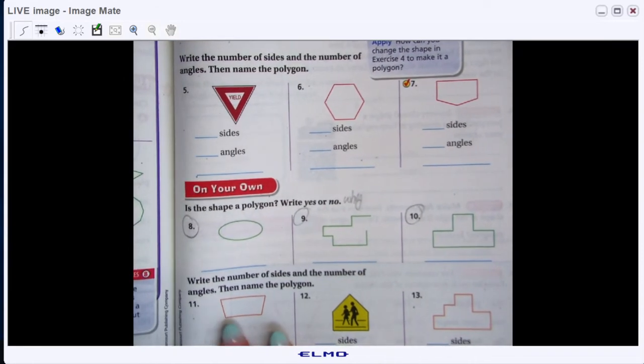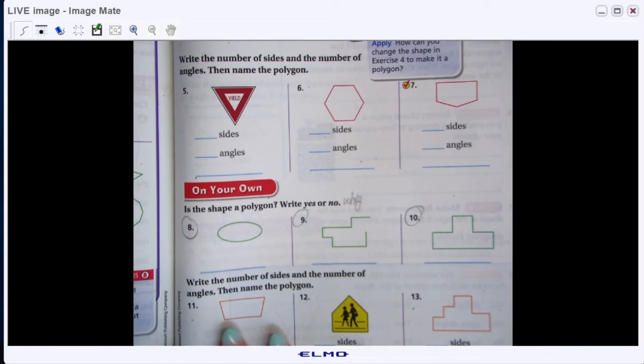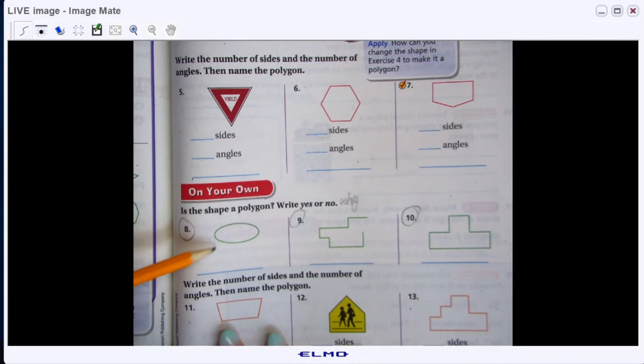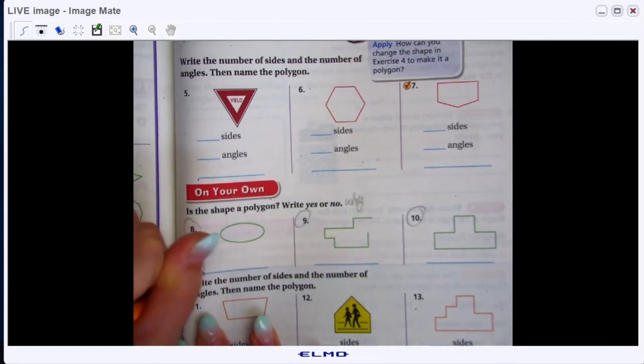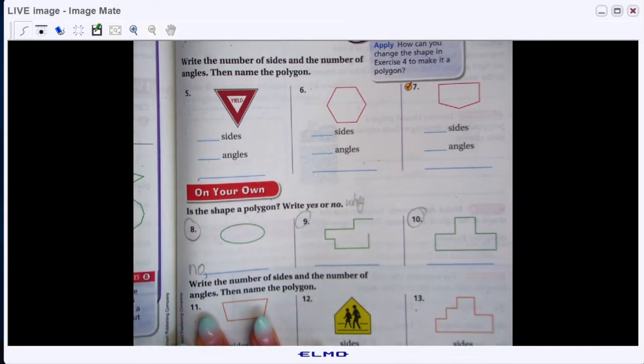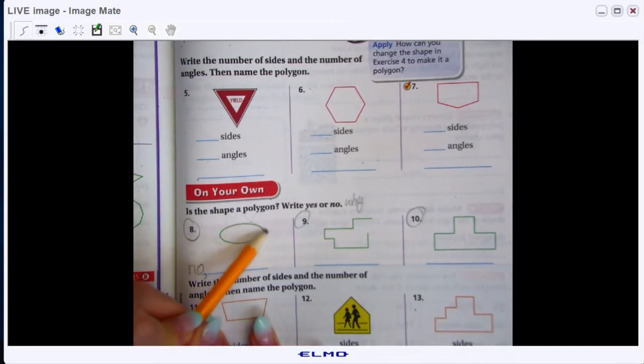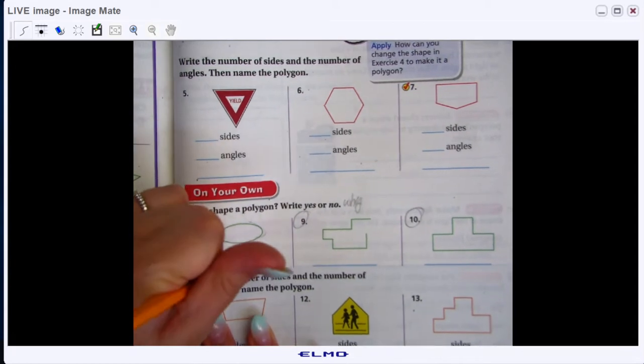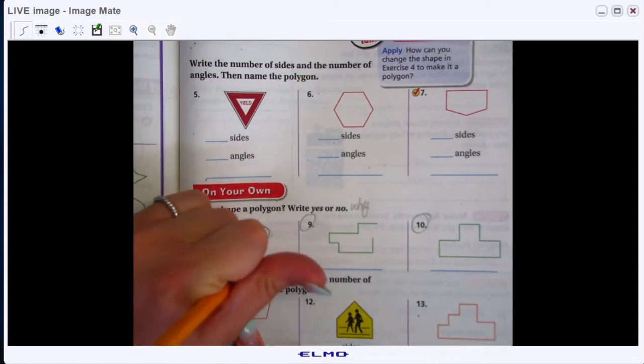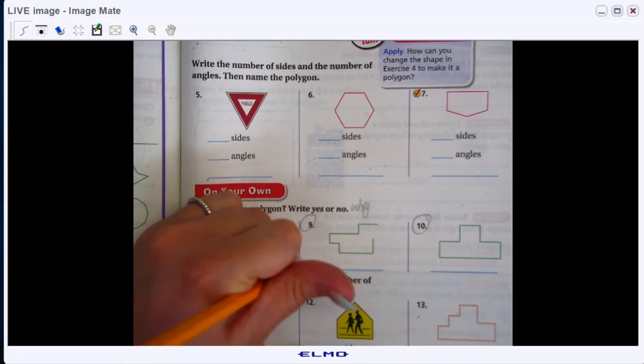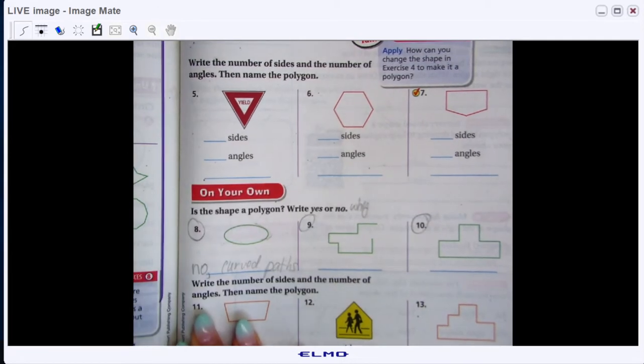So let's look at number 8. Is this shape a polygon? Yes or no? Well, what's a polygon? We talked about a polygon. A polygon is a closed shape made up of line segments. Is this closed? Yeah, but is it made up of line segments? No. So the reason why it isn't a polygon is what? It's not line segments, they're called what? Curved paths. So we're going to say no because it has curved paths. That's the reason why it's not a polygon.